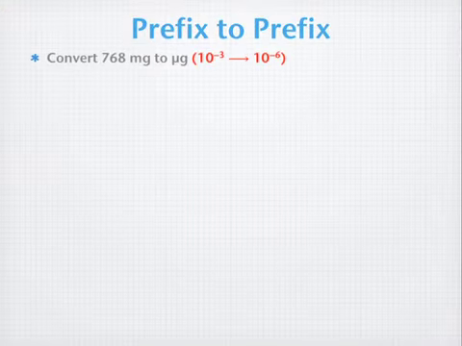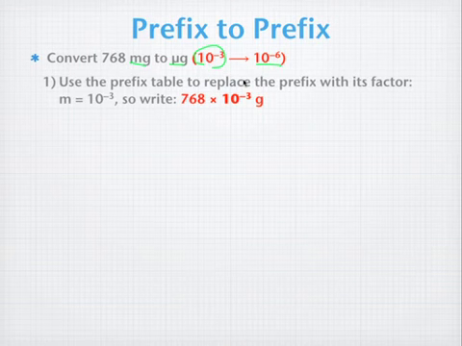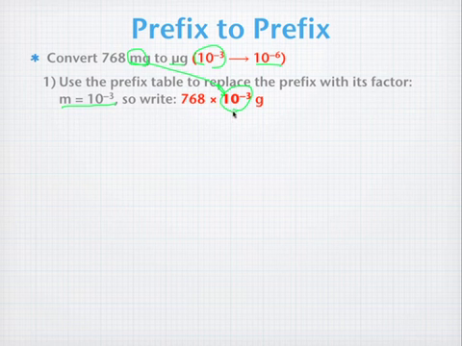So our first problem, we're going to convert 768 milligrams, milli is 10 to the minus 3, to micrograms, 10 to the minus 6. I want to do a prefix to prefix conversion here because it's going to show you the full method, and then we'll show you it gets simpler when we do a prefix to base or base to prefix. All right, the setup is a lot easier than before. We're just going to rewrite the number, but as we rewrite it, we take that milli, that m, which means 10 to the minus 3, and put that in place of the m. So 768 times 10 to the minus 3 grams.